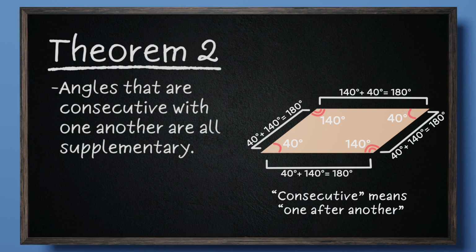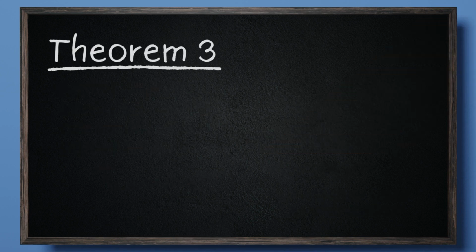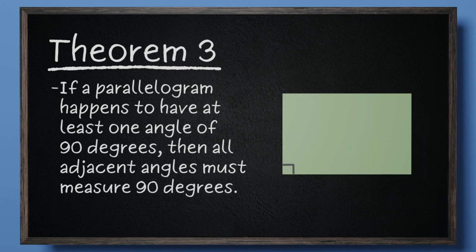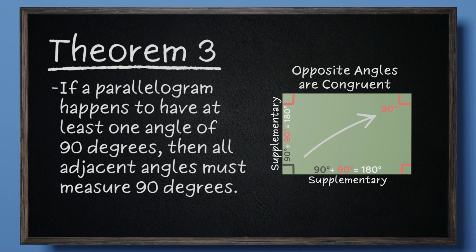Secondly, the angles that are consecutive to one another are all supplementary. This leads us to our third theorem. If a parallelogram happens to have at least one angle of 90 degrees, then according to the first 2 theorems, all adjacent angles must also measure 90 degrees, and all opposite angles must measure 90 degrees as well. This shape looks like one we've already looked at before, the rectangle. A rectangle is a parallelogram as well.